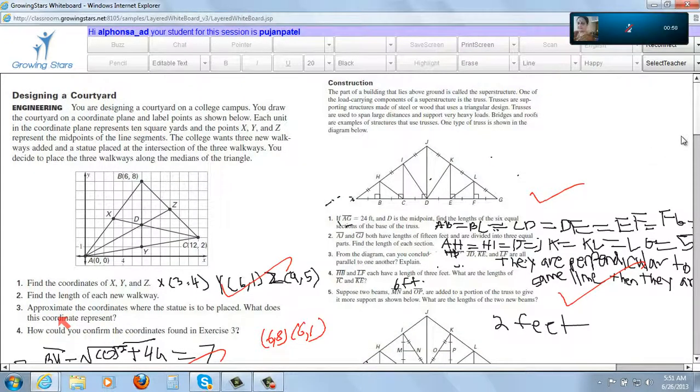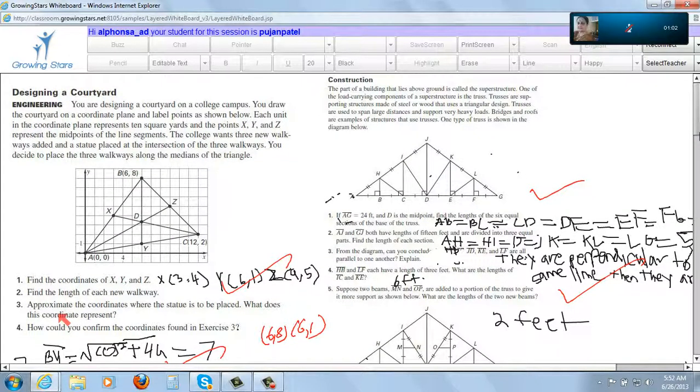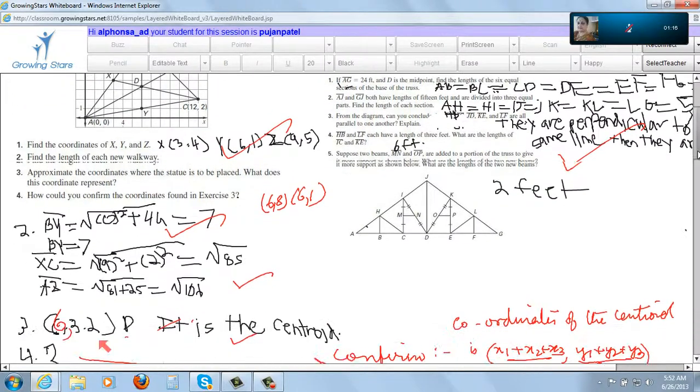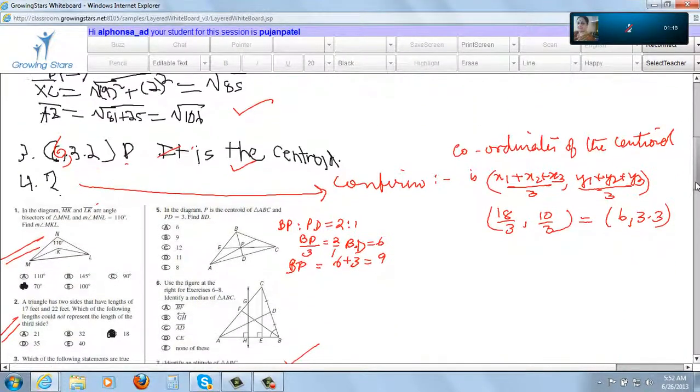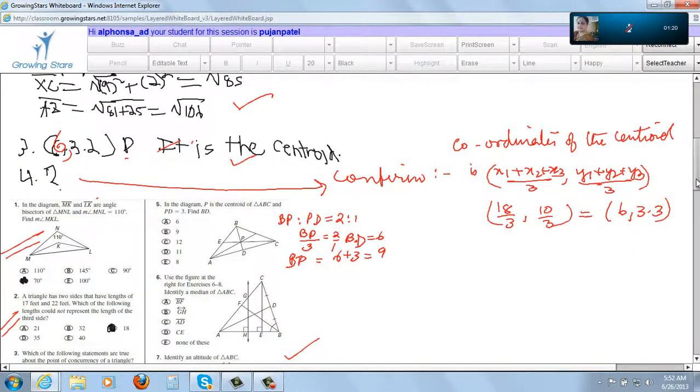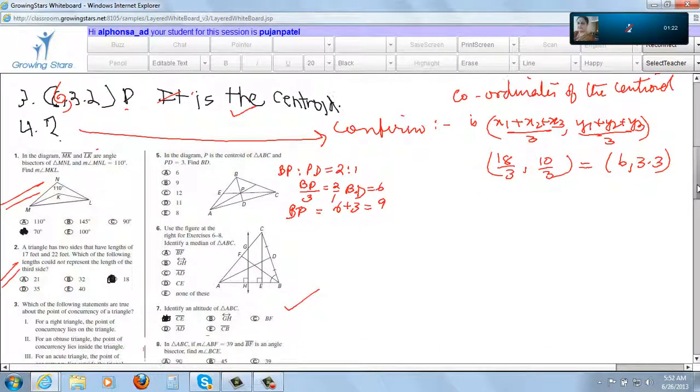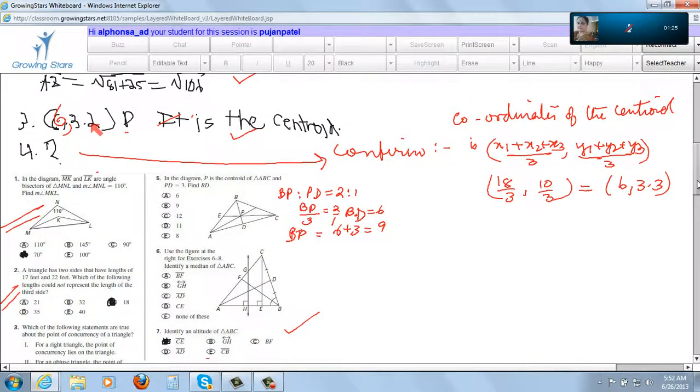Approximate the coordinates where the statue is to be placed and what does this coordinate represent. You must have looked at the grid, at the graph, and counted the coordinates and written it. And you got it as 6, 3.2, right? That's right. But then the fourth question says, how could you confirm the coordinates found in this exercise? That is 6, 3.2. How do you confirm it?